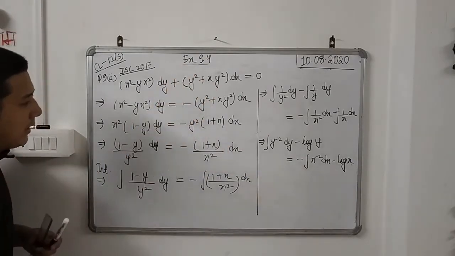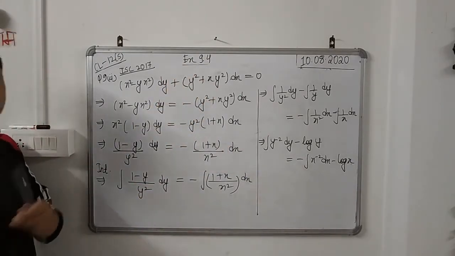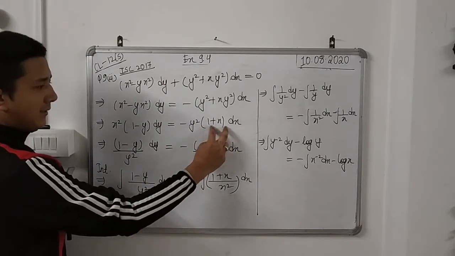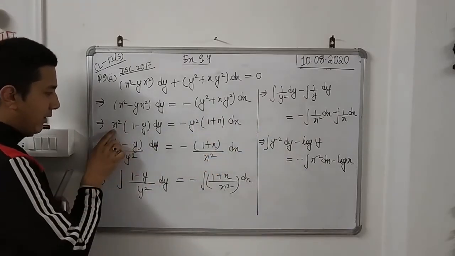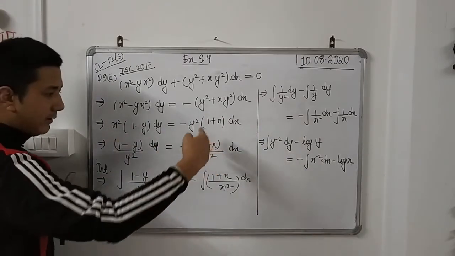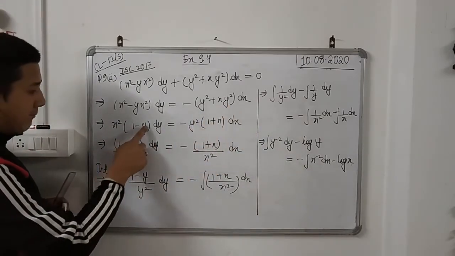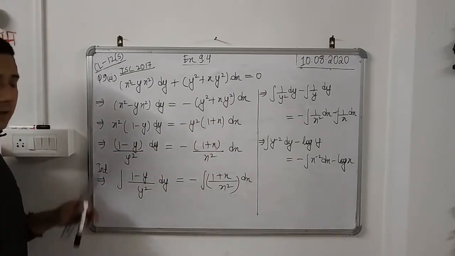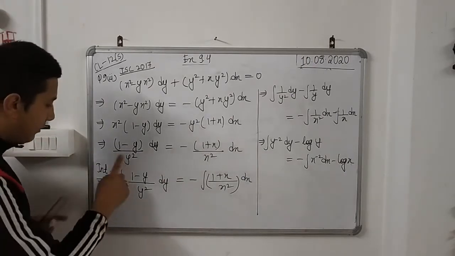So hang on for a while and think how will be easy for you to separate. So I am keeping (1 plus x) dx this side and bringing x square here, separated. Similarly (1 minus y) divided by y square, separated. Okay, the moment it is separated now, please integrate.